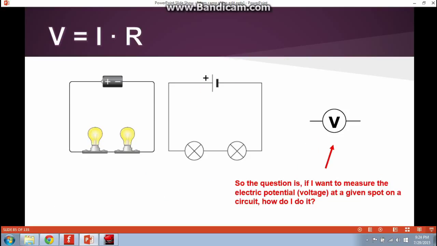So the question is, we want to measure electric potential, and in this case, what if we want to do it at a given spot on the circuit? The probes, as you should note, when you're measuring voltage, are always connected in parallel to a circuit. I'm not going to delve deeper into how the internals of the voltmeter actually work. If you want to know and you have some time, come and ask me or ask a mentor, and we'll tell you more about what's happening inside the voltmeter. But for now, you need to know that it needs to be connected in parallel.